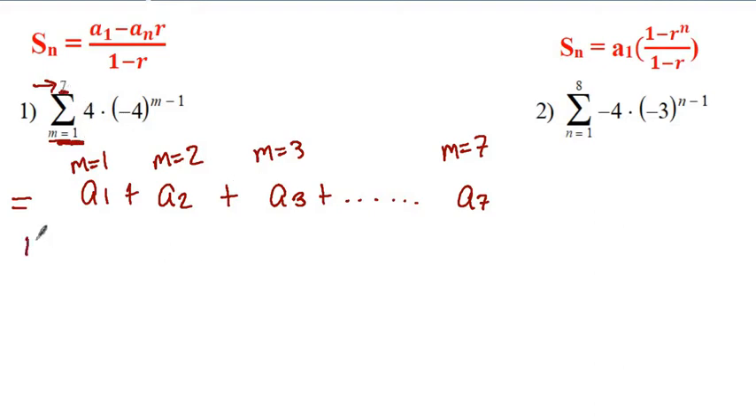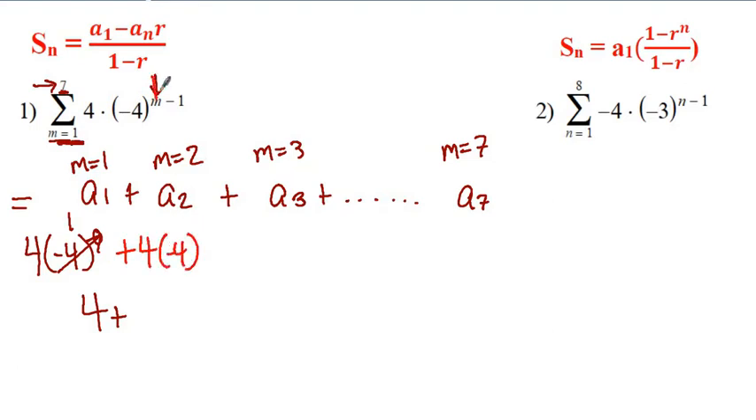Alright, so let's get our first term. So 4 times negative 4, and now I'm plugging in m equals 1 right here. So m minus 1 would be 1 minus 1, and that's 0. Anything to the 0 equals 1, and 4 times 1 is 4. So there's our first term. Second term, we're going to plug in now m equals 2, so negative 4. I'm going to plug in 2 right here now, so 2 minus 1 is 1. Negative 4 to the 1 is negative 4, and 4 times negative 4 is negative 16.